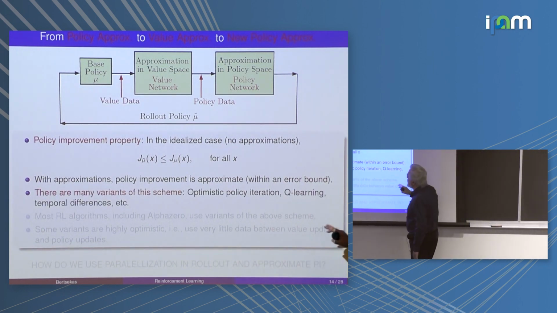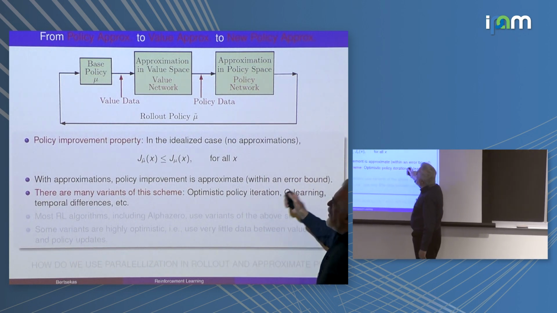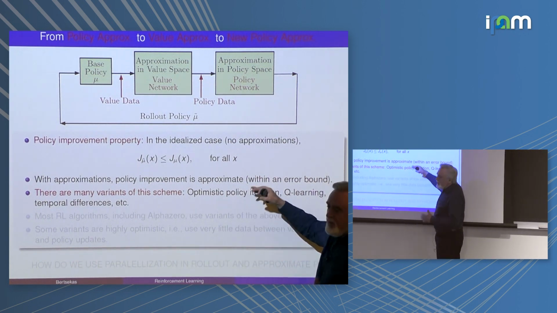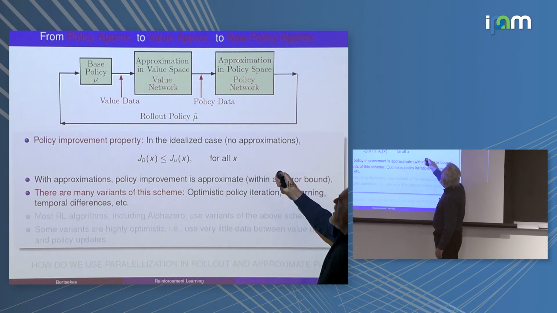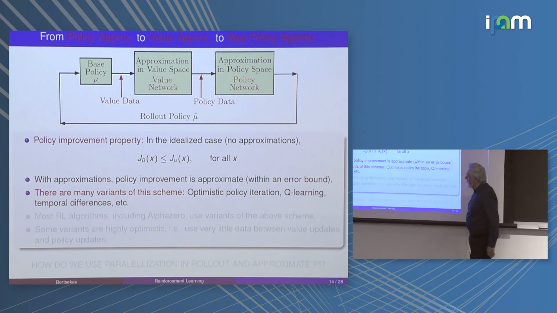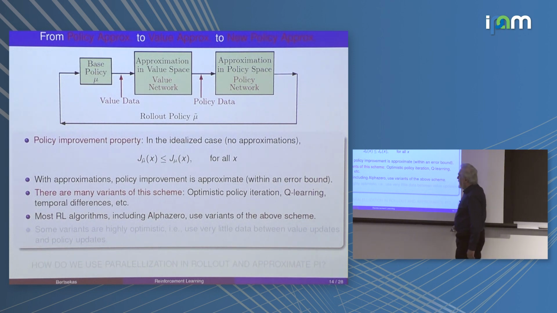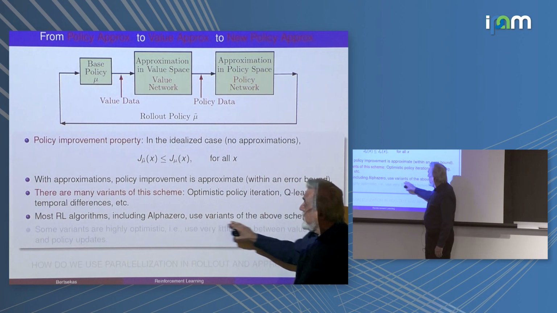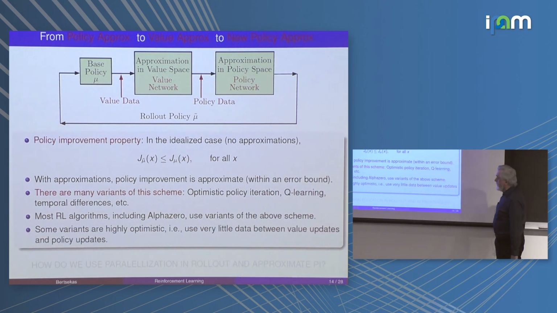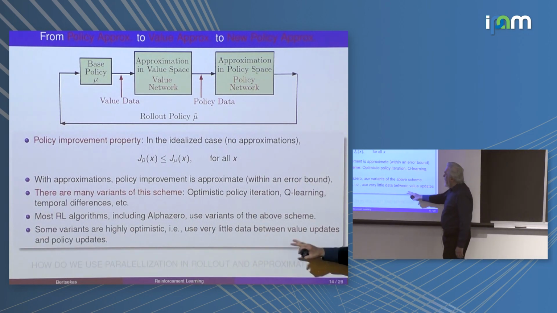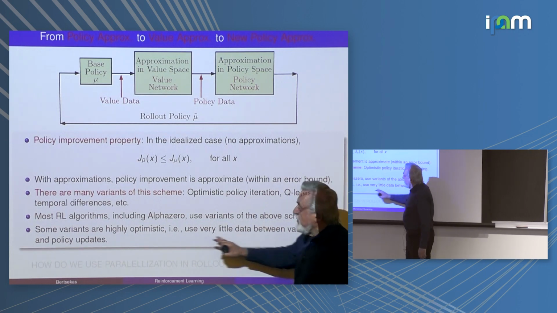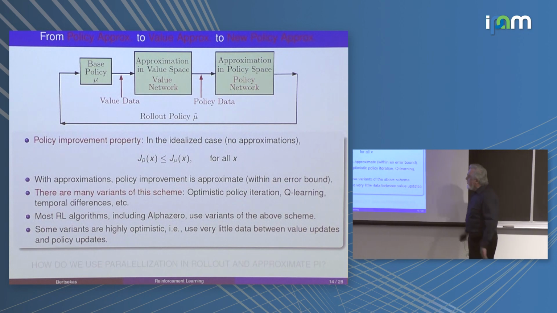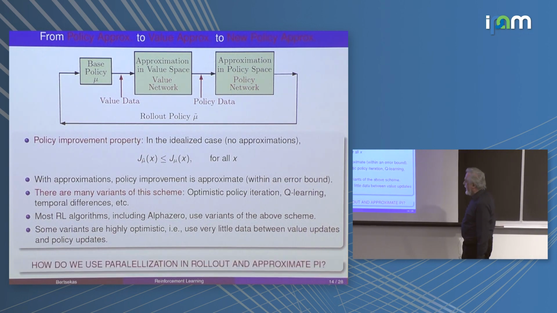And there are many variations of this scheme. Optimistic policy iteration, Q-learning, temporal differences, and so on. There are many algorithms that you can use in this box and in this box as well. And most reinforcement learning algorithms, including AlphaZero, use variations of this scheme. And some variations are highly optimistic, with very little data between values and policy updates, and so on. There's a big range of methods that have been tried.